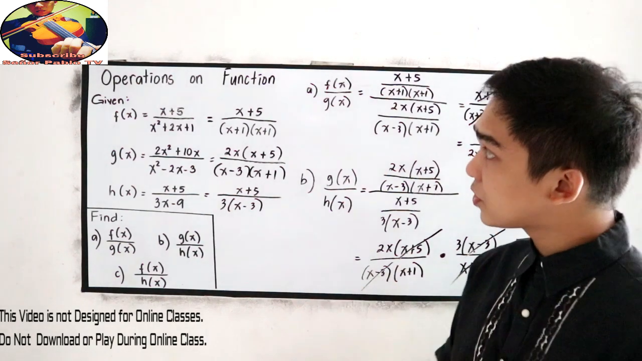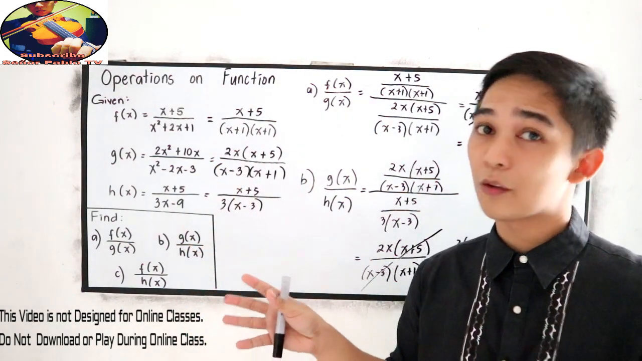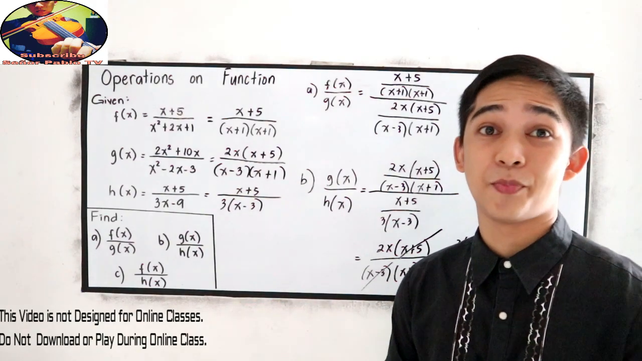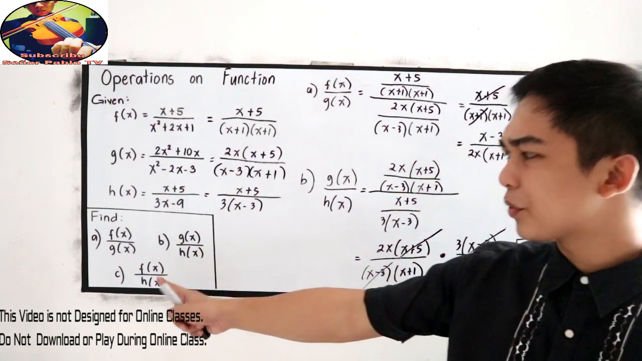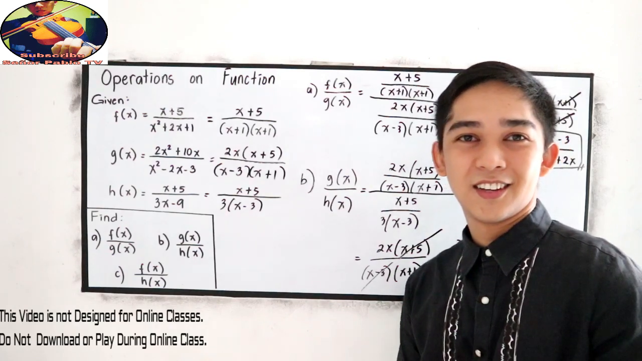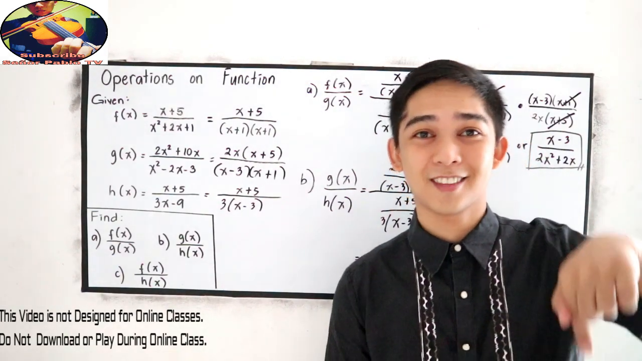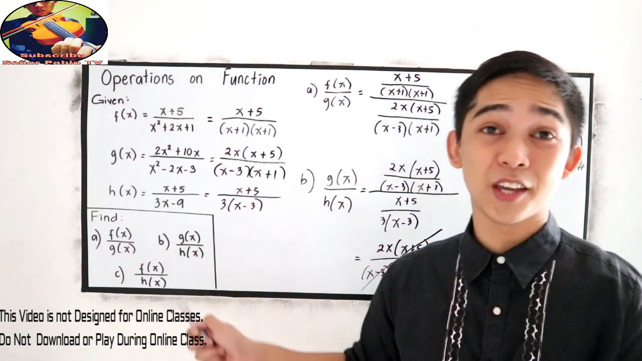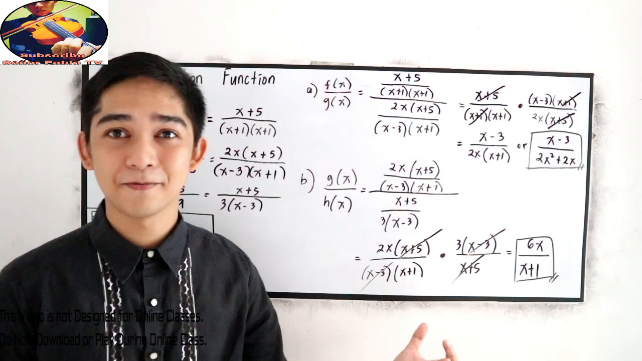So that is the operations on functions. We have this division that will lead us to complex rational expressions or rational functions. Now, if you want to try letter C, just drop your answers in our comment section. Letter C is f of x all over h of x. Just follow our process in letter A and in letter B.